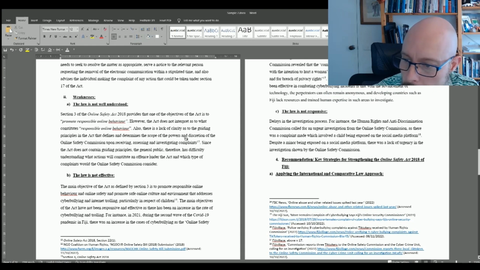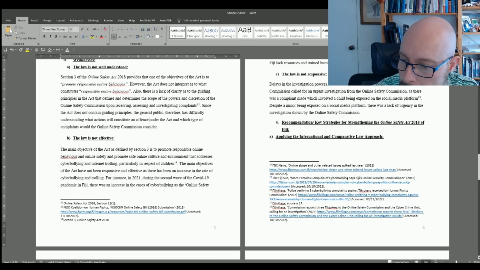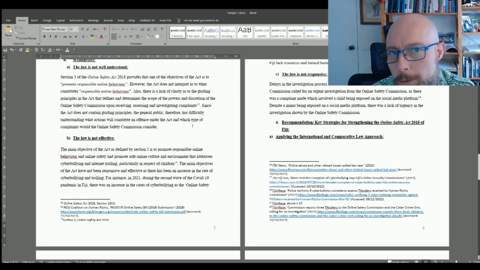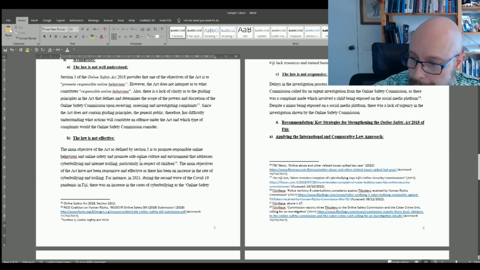Okay, so what would be nice, that's a submission there. What would be nice is to find actual evidence or something from the last 3 years that demonstrates that, right? A case, an example, so on. The law is not effective.